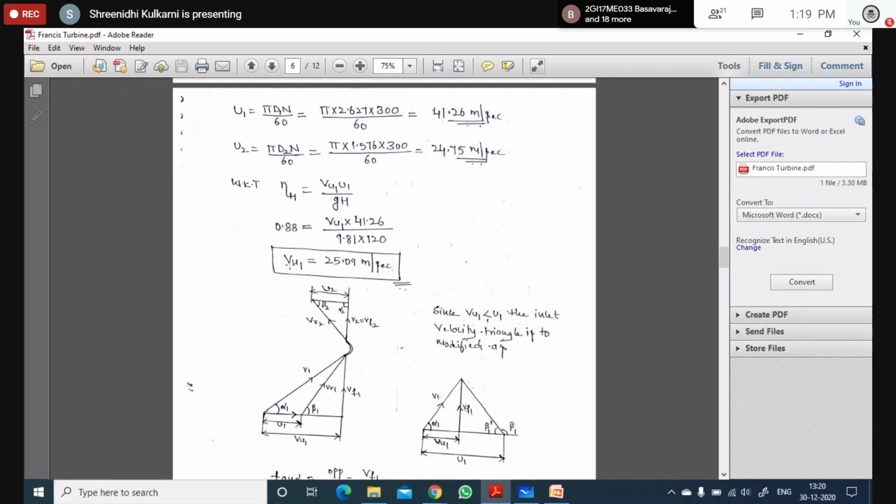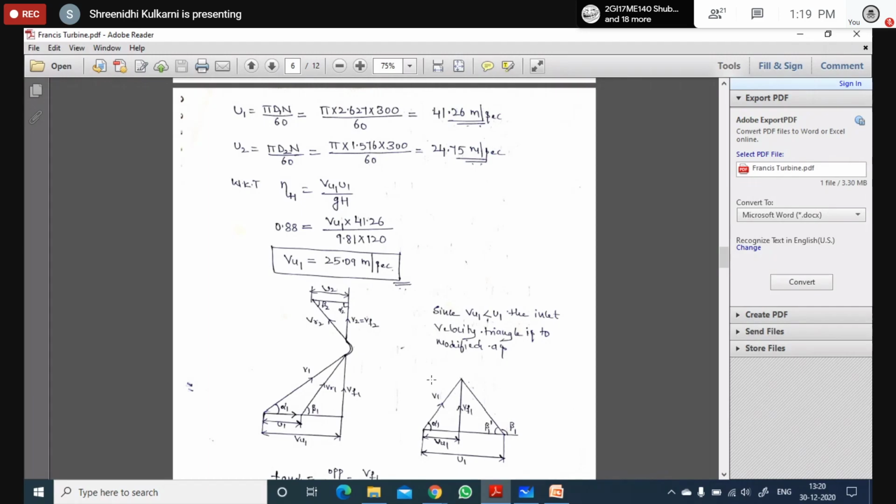But we already got the values. What is U1? U1 is 41.26. But what about VU1? VU1 is 25.09. So whatever the inlet velocity triangle was, we have to modify this inlet velocity triangle, which means we have to change the direction. Initially it was in this direction, but now it should be in the opposite direction.